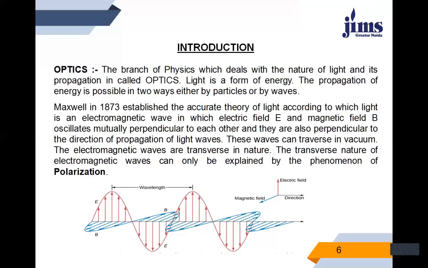So these light waves are also known as electromagnetic waves. This transverse nature of light, as I have already told, can be explained by polarization of light. When we study the polarization of light, the details of the transverse nature of light will be discussed in that particular chapter.